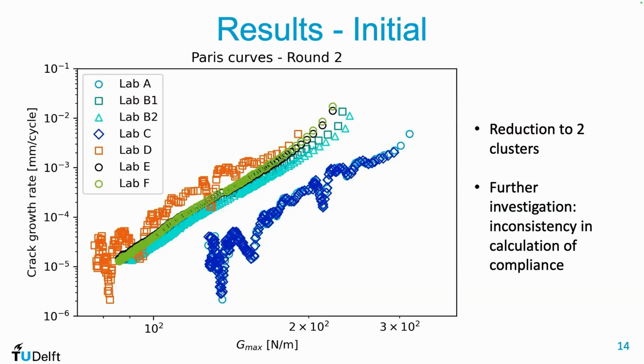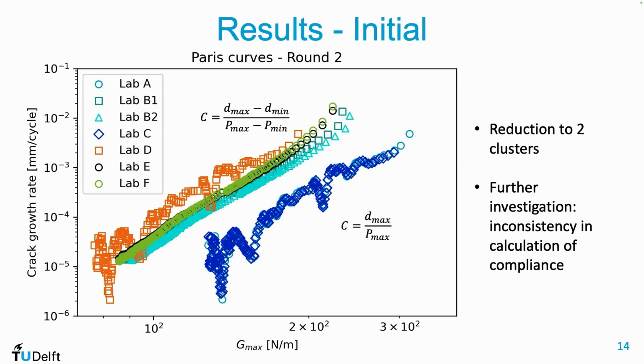And then, okay, looks better, right? Lab F is now agreeing with B, D, and E. A and C is a bit more subtle, but they're now really on top of each other, where they were slightly shifted in the previous one. But still, there's the spread. So we looked in a bit more detail at what's going on here, and we found a difference in how the compliance was being calculated. Labs A and C took the maximum displacement over the maximum force. The other labs took the difference between maximum and minimum displacement over the difference between maximum and minimum force.